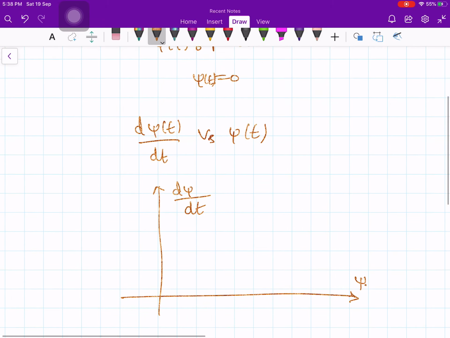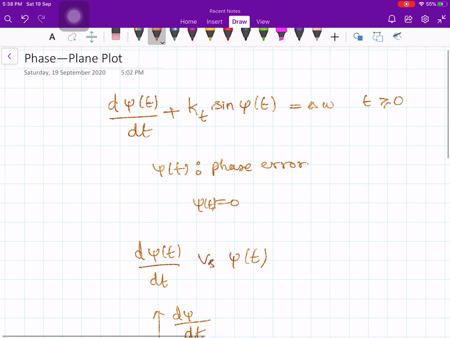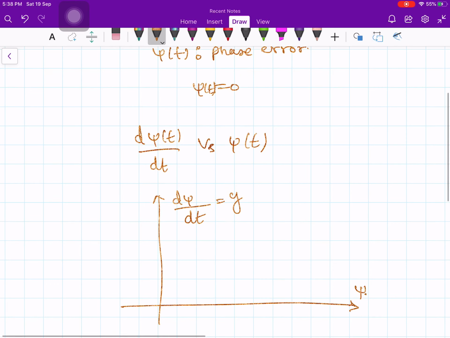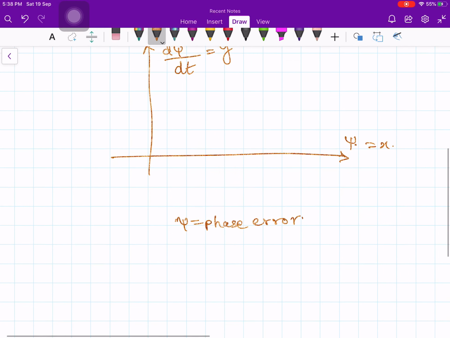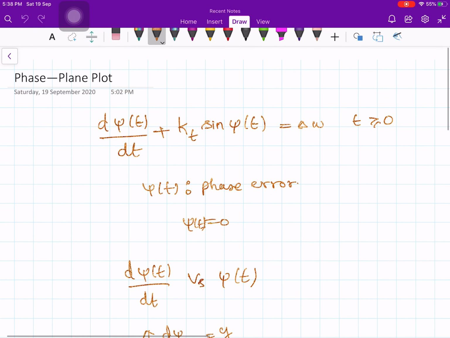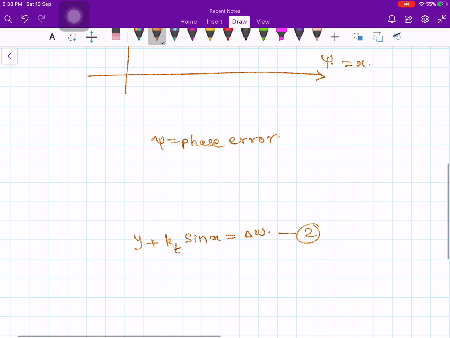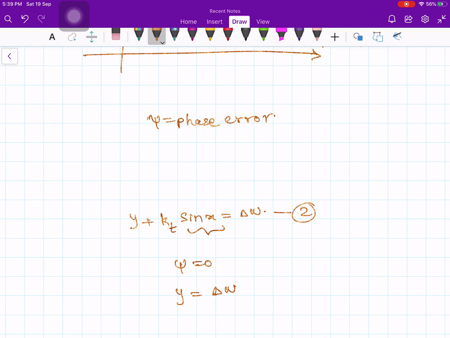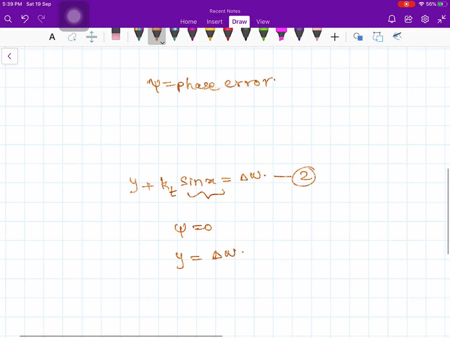Now what is the nature of this non-linear equation? d psi by dt plus k suffix t times sine psi is equal to delta omega. You can think of this as y versus x. Therefore you can write that equation as y plus k suffix t times sine x is equal to delta omega. Let me call this equation number 2 and the earlier one equation number 1. Now what kind of equation is this? Equation 2 has a sinusoidal function. When psi equals 0, then y is equal to delta omega. So this point, psi equal to 0, corresponds to delta omega.